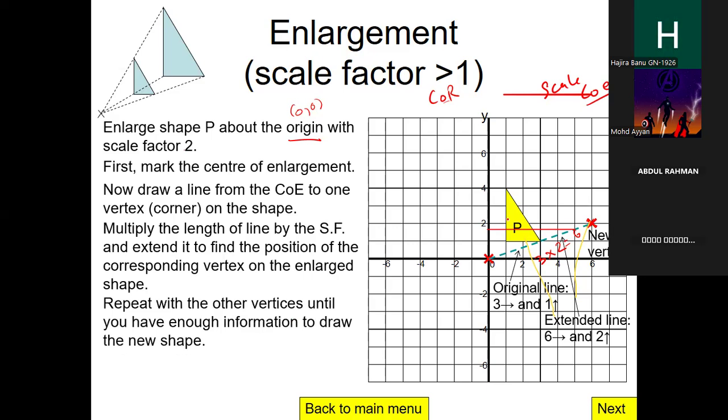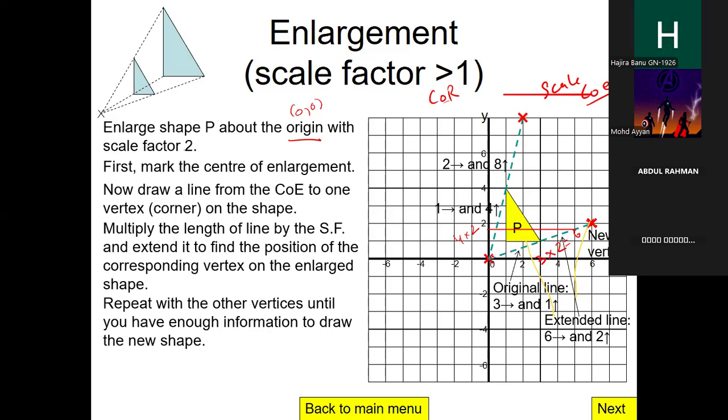Similarly, for the second corner you do the same thing. 1, 2, 3, 4. Now 4 times 2 is 8. You come back to the center of enlargement, and from here you start again, 8 boxes: 1, 2, 3, 4, then 5, 6, 7, 8. You mark the new corner.